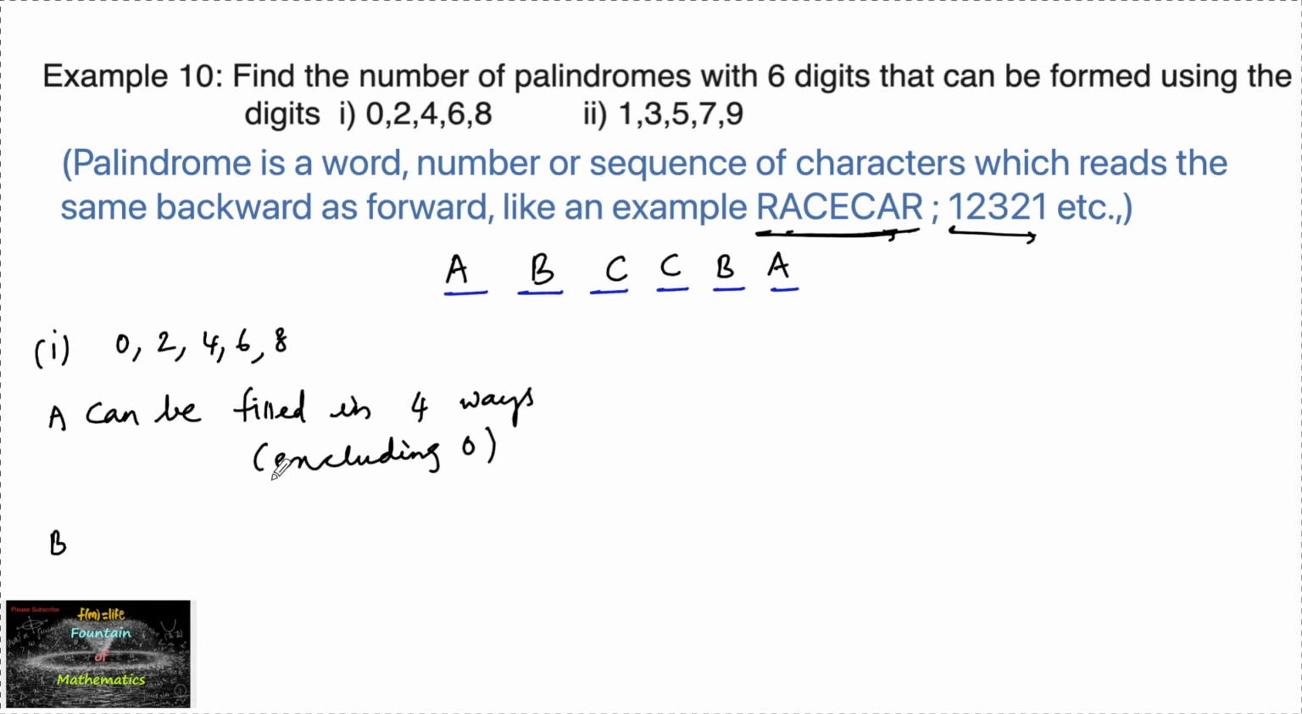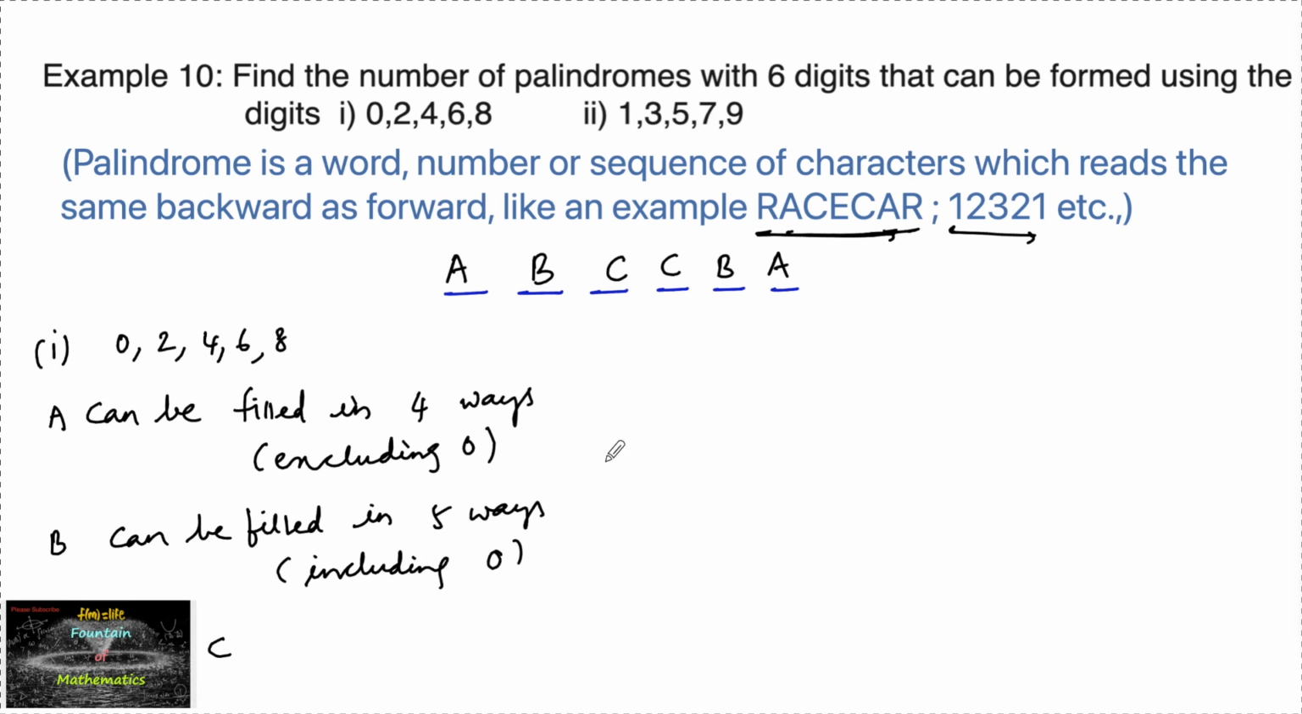Okay. And now B, the second position. B can be any of the digits, 0 also can be chosen. So B can be filled among the 5 digits. Here repetition is allowed because there is no condition that we cannot repeat the digits. So a digit already fixed in the first place can be taken again. If suppose A is equal to 6, it can be considered in the second place also because the digits can be repeated. B can be filled in a total of 5 ways, including 0.